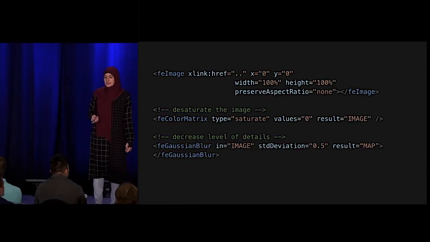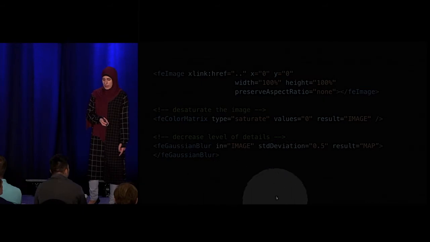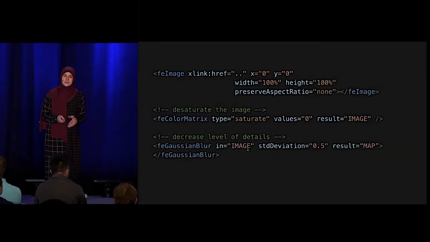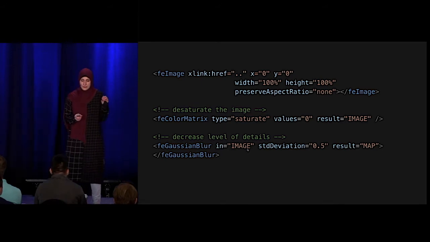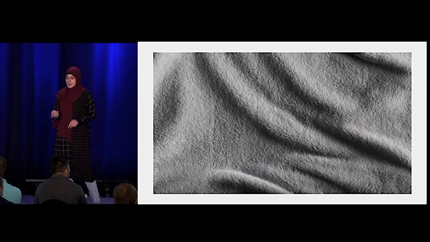And then I decrease the level of the details of that image by using FE Gaussian blur, which is the last line here. I'm taking the image as an input, standard deviation 0.5. For this particular effect, I found that blurring it by 0.5 pixels was more than enough. And I'm calling the result map. And this is what I have right now.